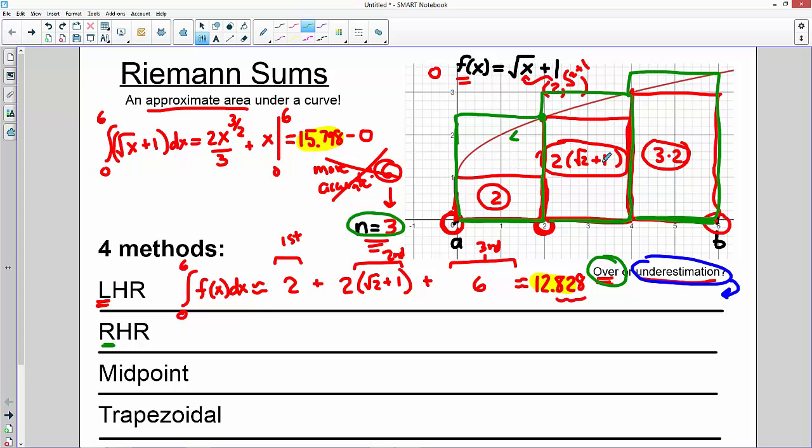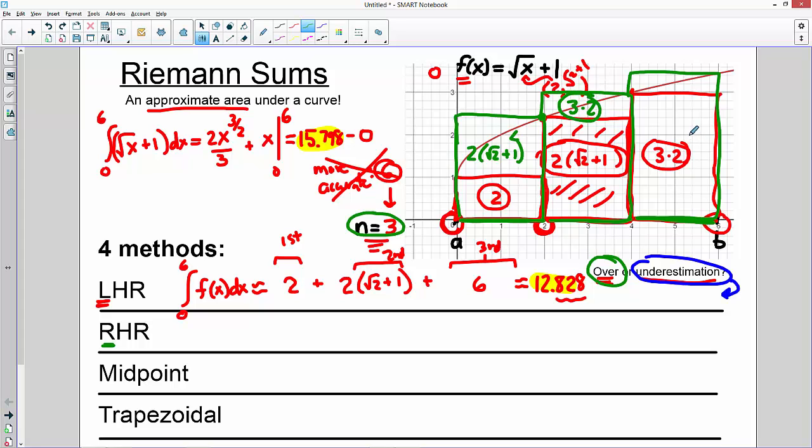Okay, now I'm going to write the areas in green. So this area in the first rectangle is exactly the same as the red rectangle from the left-hand rule, okay? Because the right side of this one is the left-hand side of the second rectangle. Okay, so I know what this area is. It's 2 times radical 2 plus 1. And this middle rectangle here is the same as the red one on the right. Okay, and so that's going to be 6, right? 3 times 2. I'll leave it as 3 times 2 so you can see the pattern.